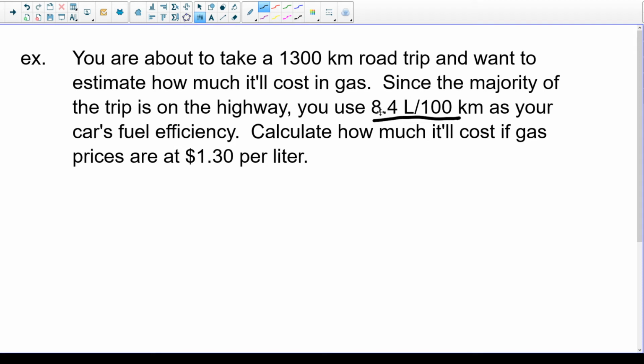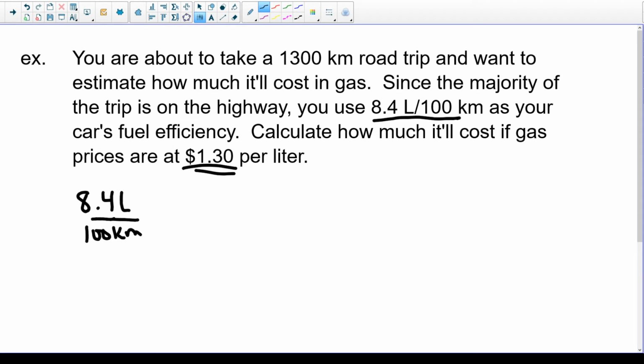I'm just choosing to use 8.4 liters per 100 here because I'm going to be on the highway more often. Now another number that you're going to need is how much it costs per liter for gas. So I want to write these out in a specific way. You've got 8.4 liters per 100 kilometers.